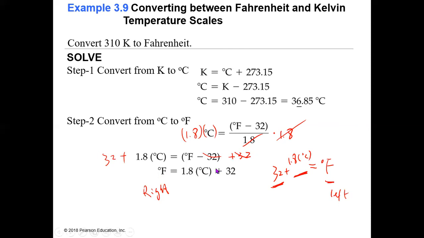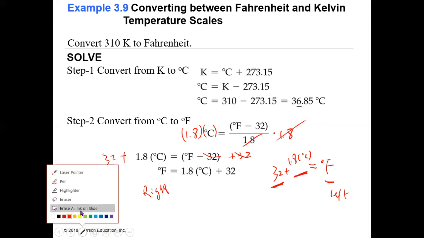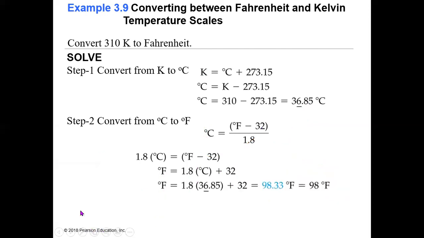Now we are ready to plug in the Celsius value we got from step 1, and then we get the Fahrenheit. That's what we did. Finally, keeping the right number of significant figures, we get 98.